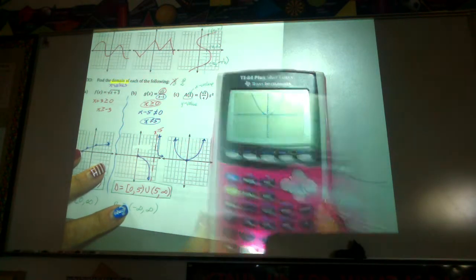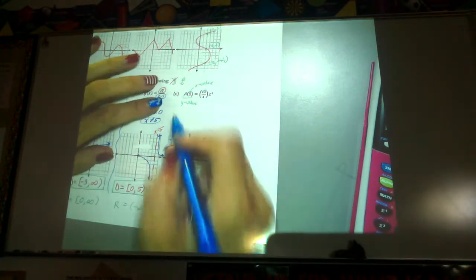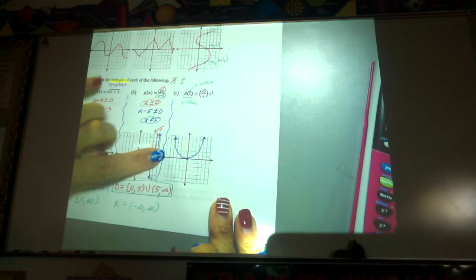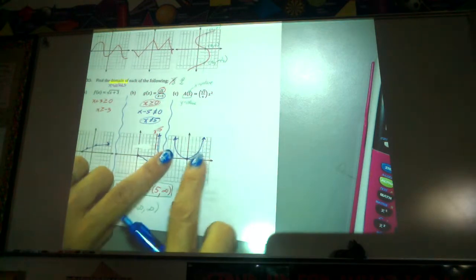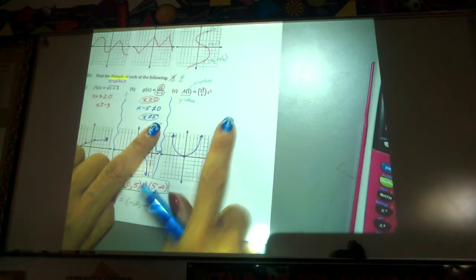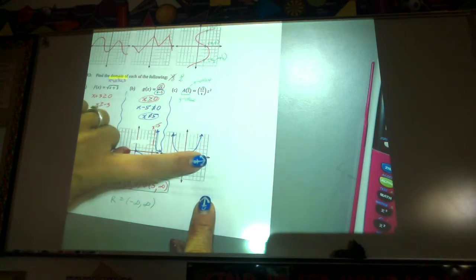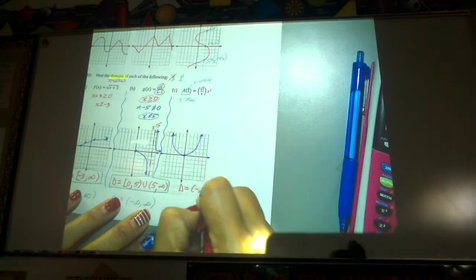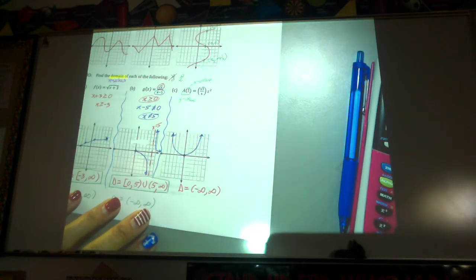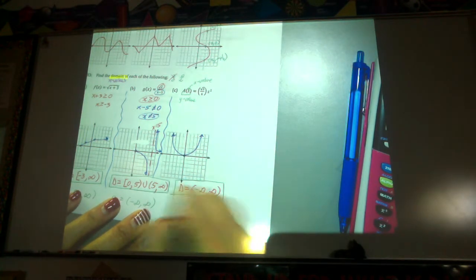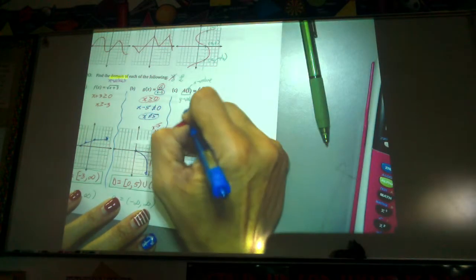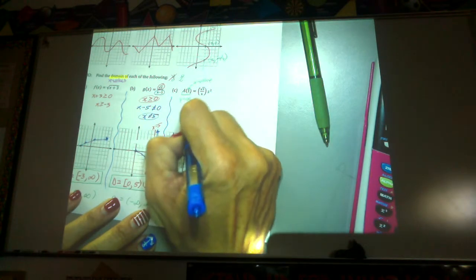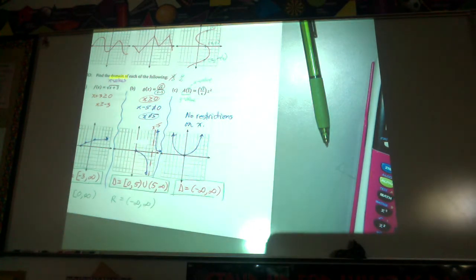All right, so as we travel from left to right, what's my leftmost x? Because this is going to get bigger and bigger, right? In negative infinity. What's my right? Positive infinity. So your domain for this one is negative infinity, positive infinity. It is unrestricted. So you might want to write that here, that there are no restrictions on x. There are, however, restrictions on y.